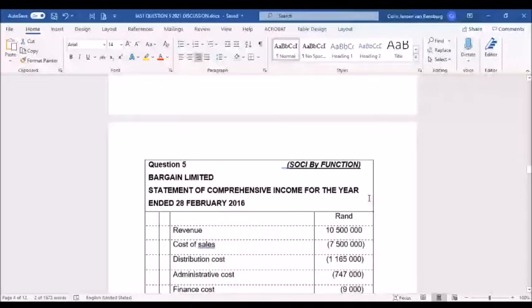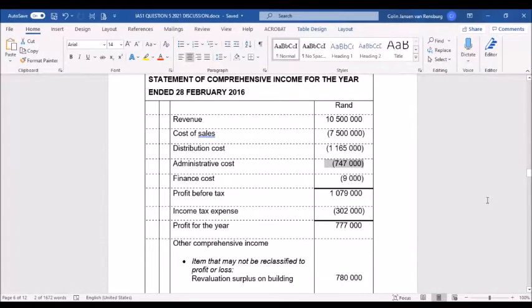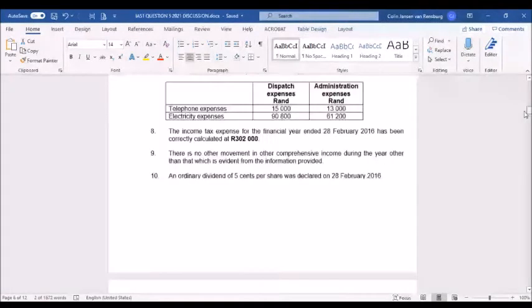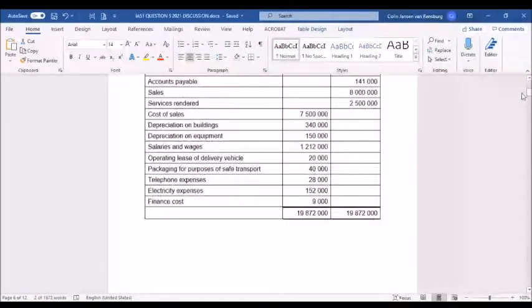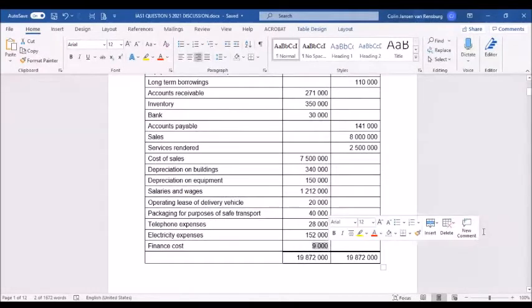There we've got it, administrative cost, 747. But again, important, ladies and gentlemen, it is a cost. So therefore, it must be disclosed as a negative. And then we said, besides the income tax expense, the other kind of expense that we are not allowed to allocate to cost functions is your finance cost. So we have to go and find the finance cost in our trial balance. So we go up to our trial balance. There we've got it, the finance cost, 9,000 rands.